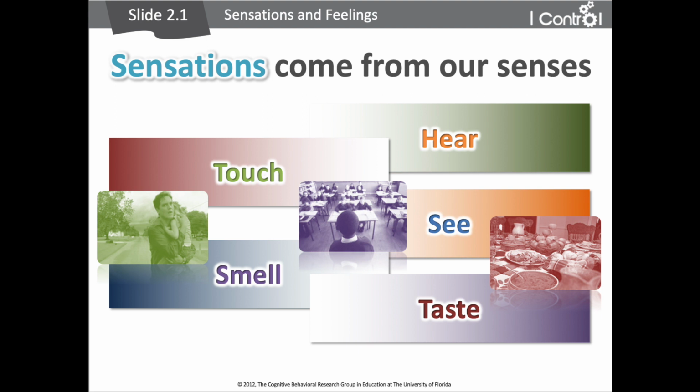In Lesson 2, you'll learn how labeling your feelings with emotion labels helps you understand them. You see, hear, smell, taste, and feel things through your 5 senses. Each one collects information and sends it to your brain, so you know what's going on around you and in your own body. The pieces of information that come from your senses are called sensations.